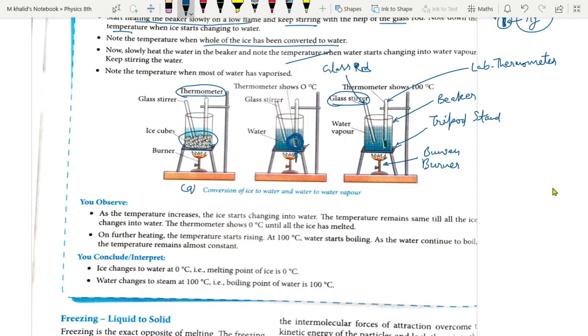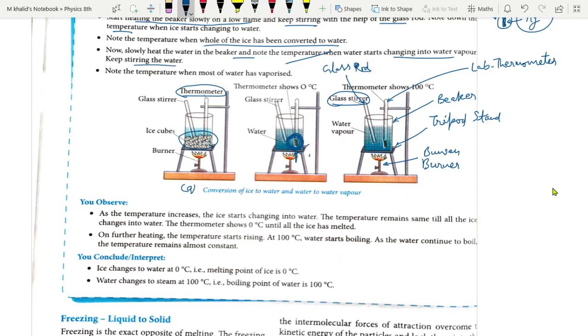The water will start evaporating. We will see some vapors over here, over the beaker. We will note some vapors. So slowly heat the water in the beaker and note the temperature. When the water starts changing into water vapor, keep stirring the water.